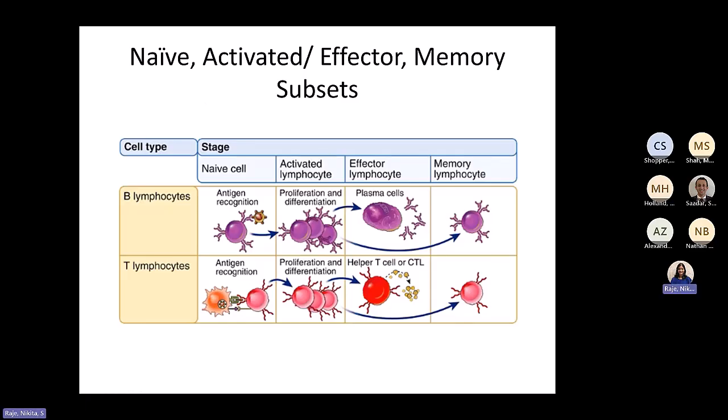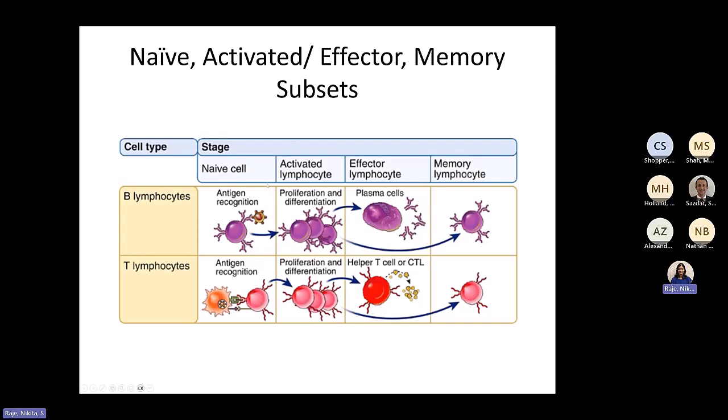So these naive T cells or B cells have a specific type of cell markers on their surface until they get activated. And when they get activated, the markers on their surface change. Again, once the activated T or B cells differentiate into their effector cell form, they will have different markers on their surface, and similarly when they move on to become the memory lymphocytes, they have different markers on their surface. So these are called the stages of the lymphocytes.